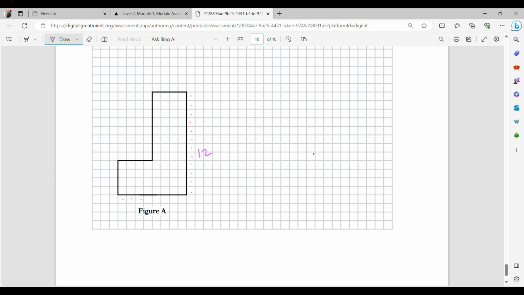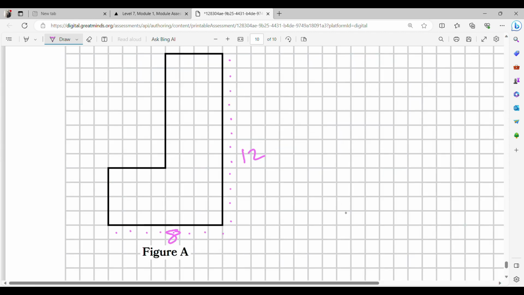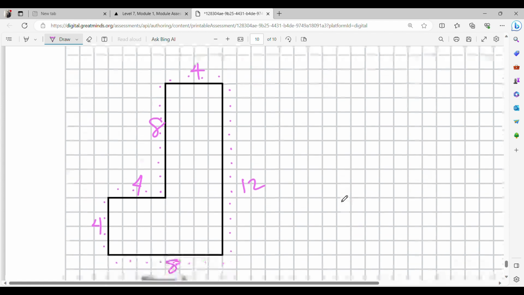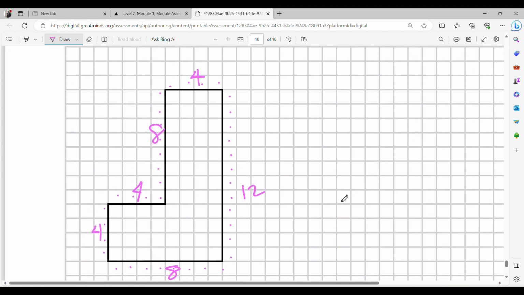This is 1, 2, 3, 4, 5, 6, 7, 8. This side is 8. This here is 1, 2, 3, 4. 1, 2, 3, 4. 1, 2, 3, 4, 5, 6, 7, 8. And 1, 2, 3, 4. Okay. That's the dimensions of figure A.